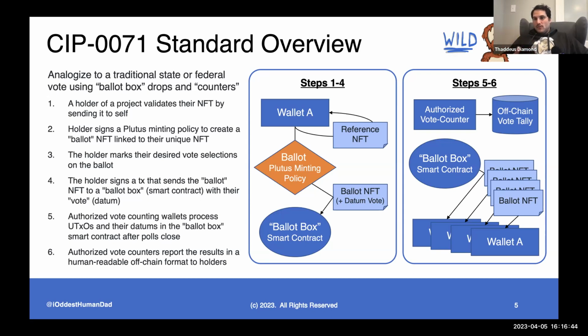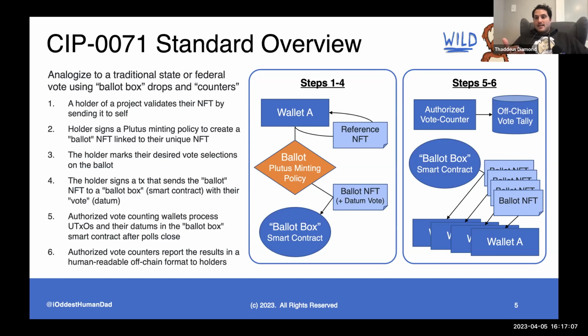All one transaction, low fees, right? Then polls close at a certain time. What I recommend is that you put your polls close as a piece of logic in the Plutus minting policy, so that you can verify on chain that ballots cannot be created after the polls close. And then, once the polls close, you essentially redeem from the ballot box.